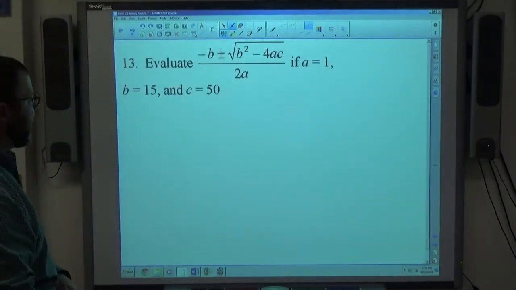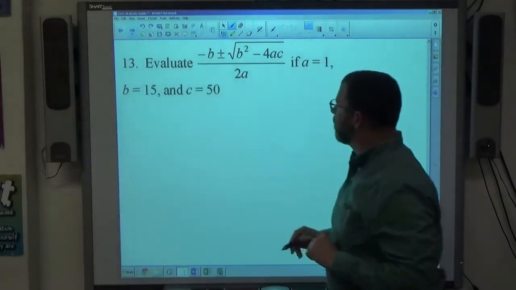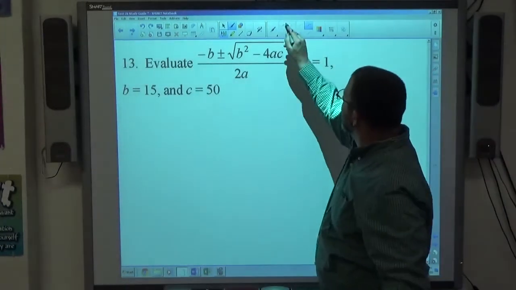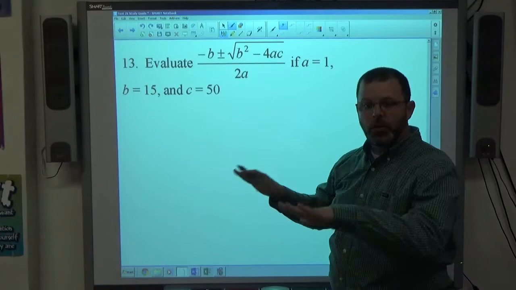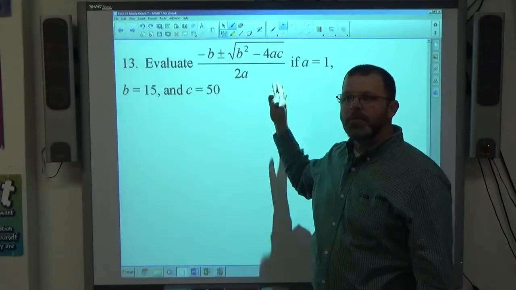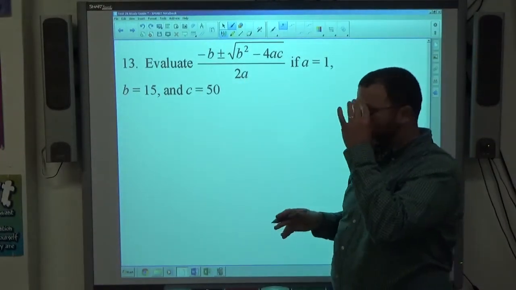Number 13, evaluate. This is called the quadratic formula. It's something we're going to be investigating in lesson 119 to actually use it. But for now, we want to learn how to evaluate it. So when we get to that lesson, we'll be able to do it pretty easily.